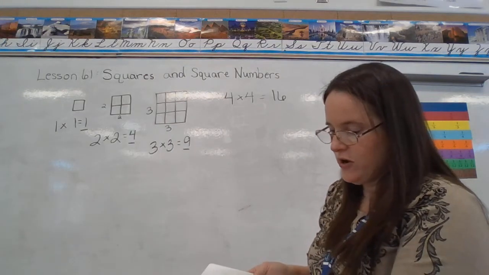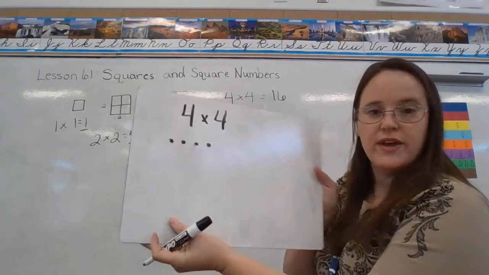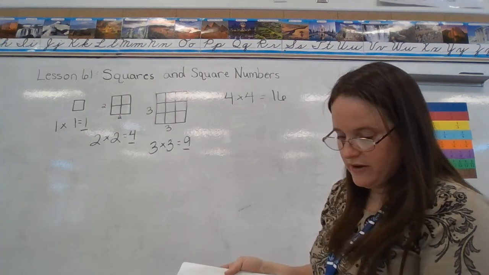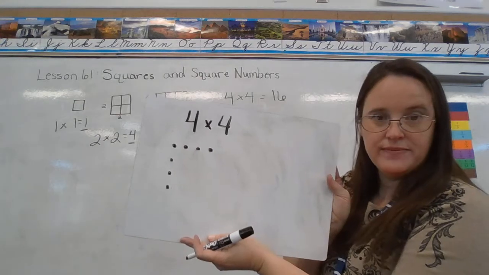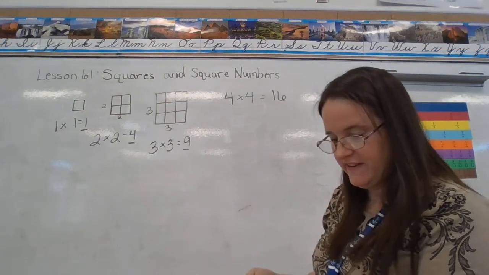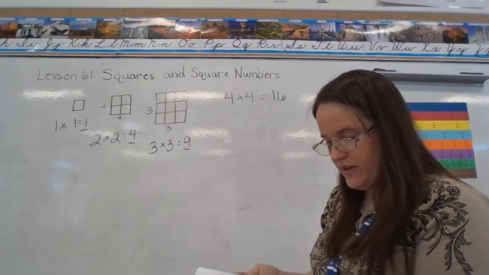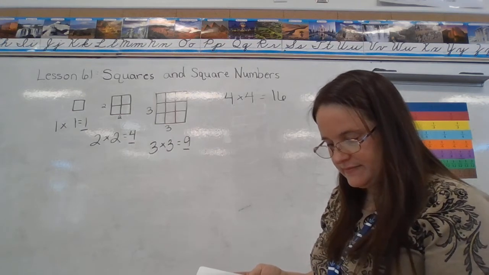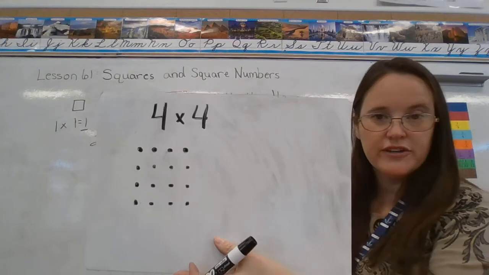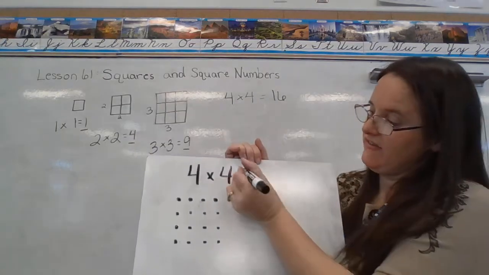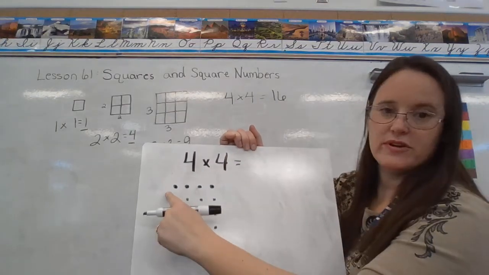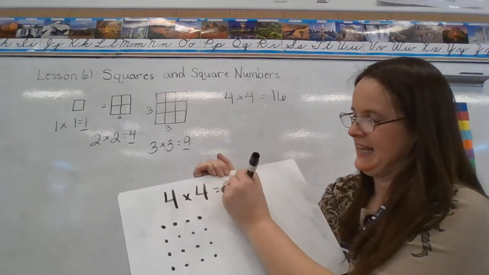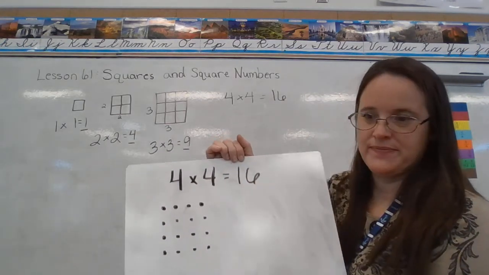So our strategy is to make a square array. We're going to do 4 going across like this, and then we're going to do 4 going up and down, and then we can just fill it in, finish the square with our array. Here's my picture, and then to solve it, I can count by 4s. 4, 8, 12, 16. There's our answer.